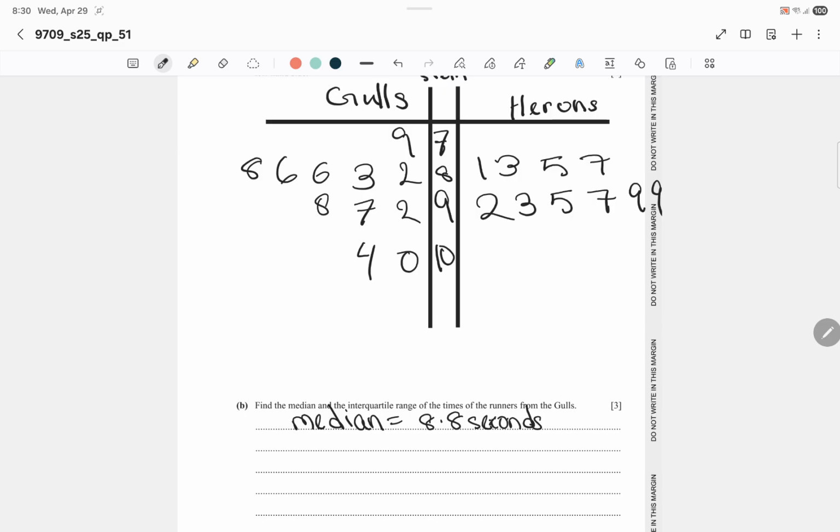Now we have to find IQR. So the formula for IQR is upper quartile minus lower quartile. So we know the median is 8.8, so this will be this. So we have to, sorry, not this 8.8, the other one.